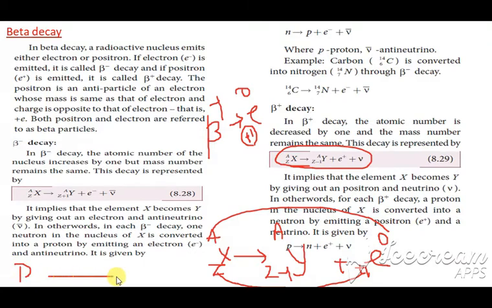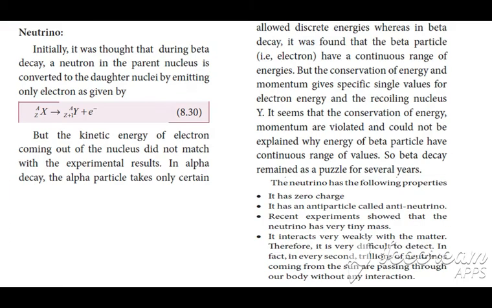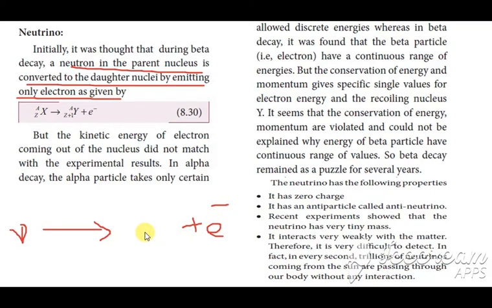Same way here, if we take the positron outside, this proton will become neutron. Yes, clear? Then neutrino: it was thought that during beta decay a parent nucleus is converted into a daughter nucleus by emitting only an electron. So when an electron is emitted, a daughter nucleus is formed. But the kinetic energy does not match with the experiments.